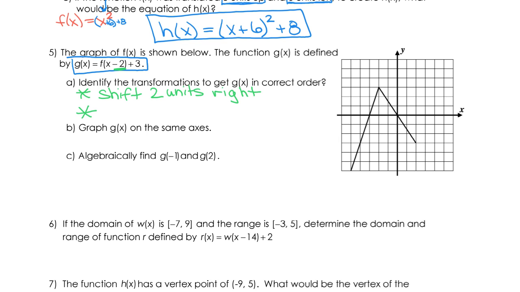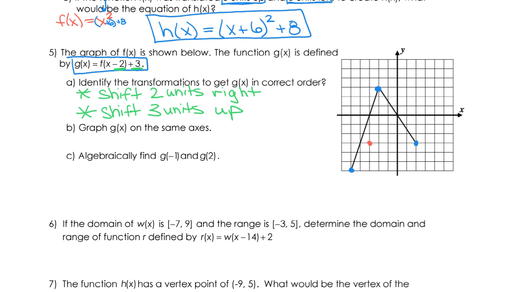Okay. Down here, we see a plus 3, and so we again know that that's a shift of 3 units. I would think up, and it's the same as what I think. So it's 3 units up. Okay. All right, part B. It says graph g of x on the same axis. So we're going to go ahead and pick out the popular points, which is 1 right here, 1 right here, and 1 right here. Okay, and we're going to take each one of those points and go 2 units to the right with it and 3 units up. And so that bottom point will now end up there.